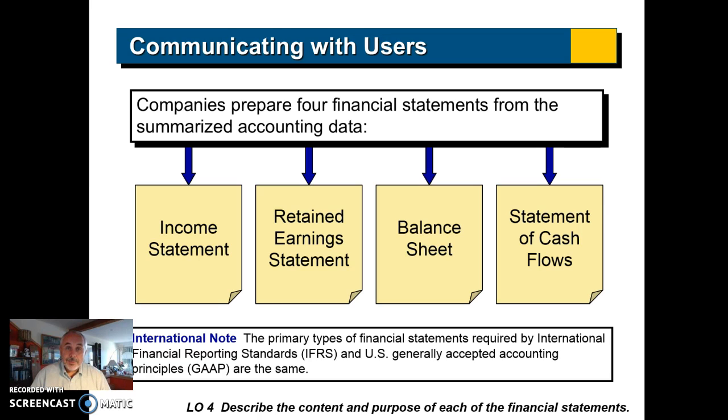A financial statement is the means by which companies communicate their financial information to various users. As we learned in the first video, there are two groups of users, internal users and external users. There are four basic financial statements that all companies utilize. They are the income statement, the statement of retained earnings, the balance sheet, and the statement of cash flows.